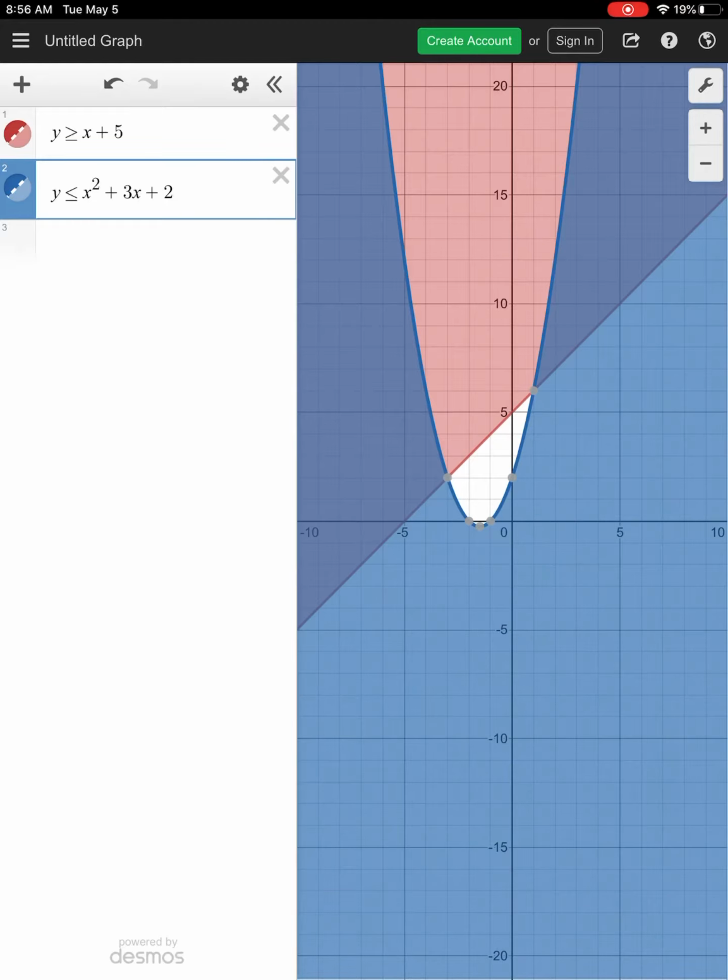You can do this whether you have two lines and it's a linear system of inequalities, or you could have a quadratic and a line, you could have two quadratics. Truthfully, you could have any types of inequalities you like put together in a system.